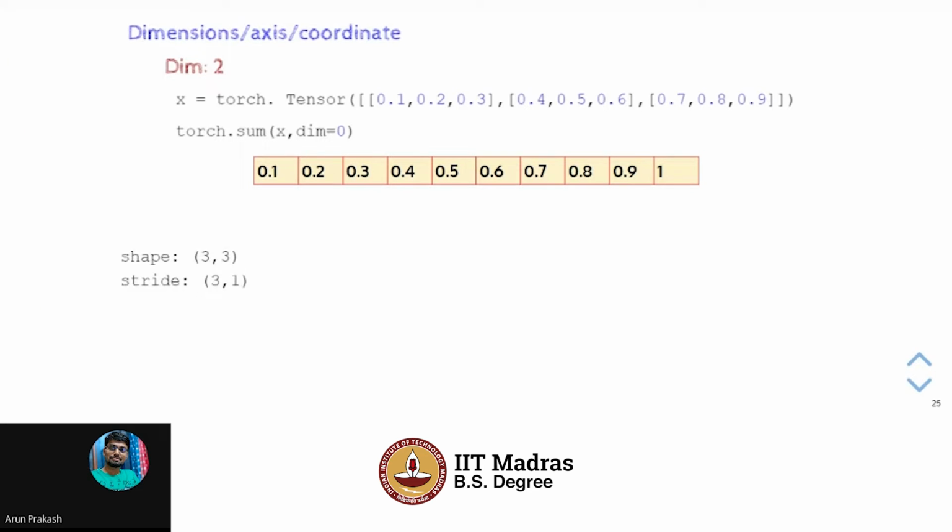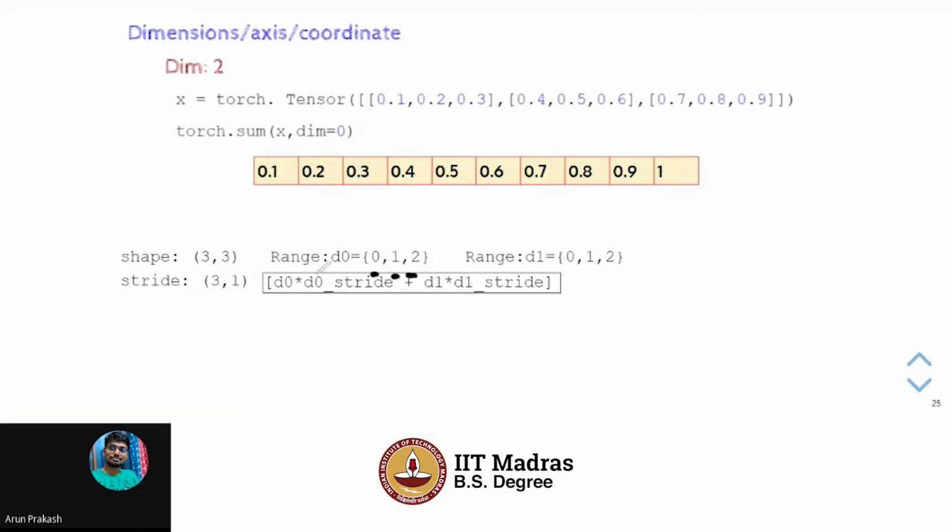So I print the shape and then the stride value. The stride is 3, 1. Now remember, D0 contains 3 elements, so it ran 0, 1, 2, and each element in dimension 1 also contains 3 elements, so 0, 1, 2. Then I have to make use of the same formula in order to compute the sum. See how this stride is helping to carry out this sum. Visually we can see it is a sum across columns, right?